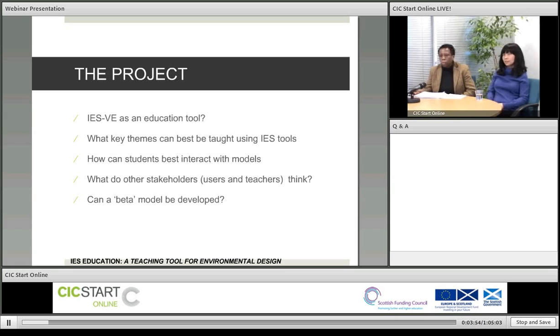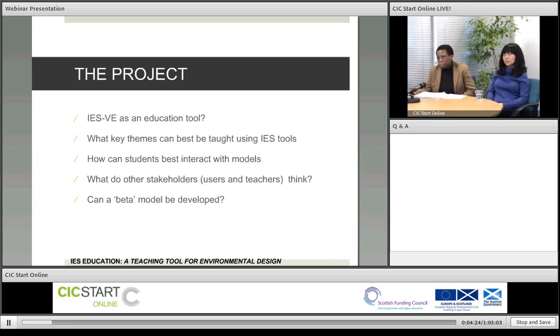And what we really pretty soon started to organize ourselves around was to put together what will be called a beta model, which would be a kind of student worksheet where the students could work by themselves or with their lecturers to go through different parts of IES to investigate parts of environmental issues that they need to deal with in their design work.